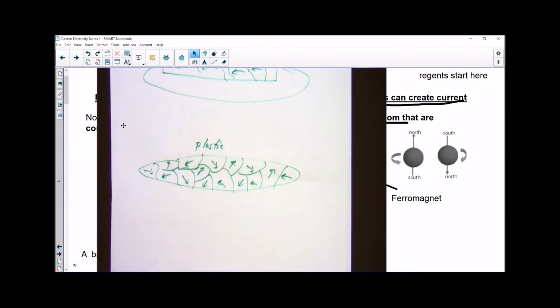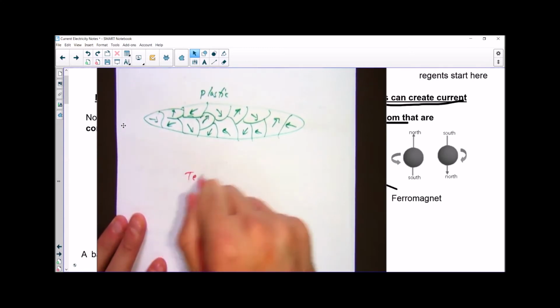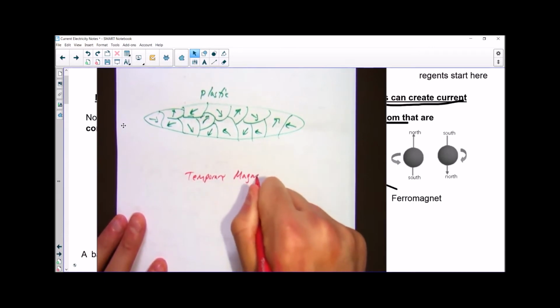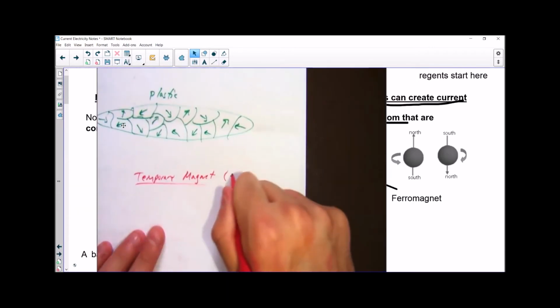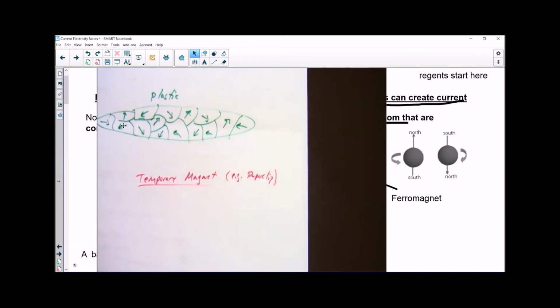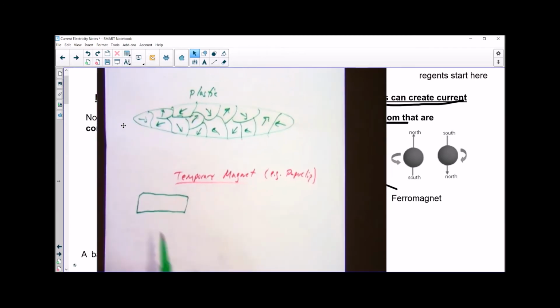Now, let's look at something called a temporary magnet. So, for example, a paperclip. Hopefully you've all done this before. You've taken a magnet and touched it to a paperclip and noticed that something which isn't magnetic on its own, I can magnetize in the presence of a magnet. So what that looks like is, if we were to look at a tiny piece of paperclip, I'm just going to draw a paperclip like that.